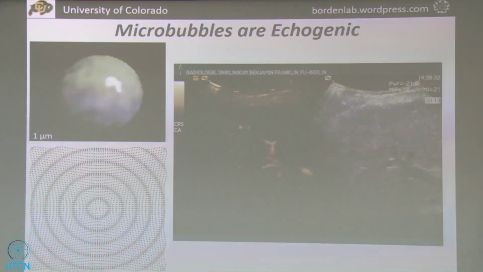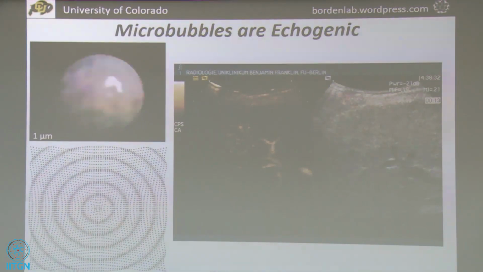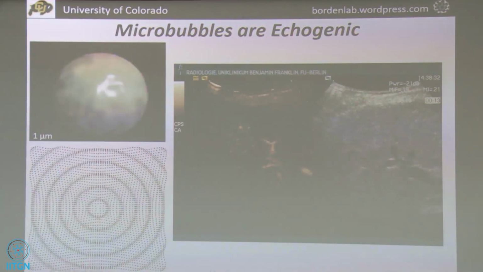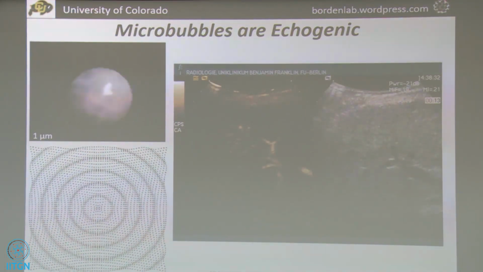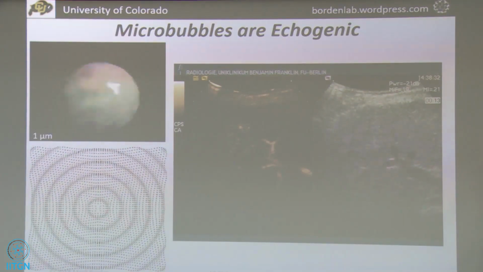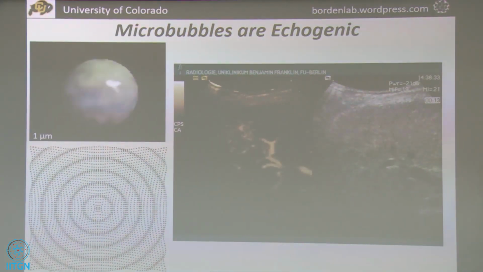So remember that microbubbles are highly echogenic, and it's by virtue of the gas core of the bubble and its ability to compress and expand with the acoustic wave, and the fact that it can have resonance to the environment, and not only your oscillations, that allow it to be detected.